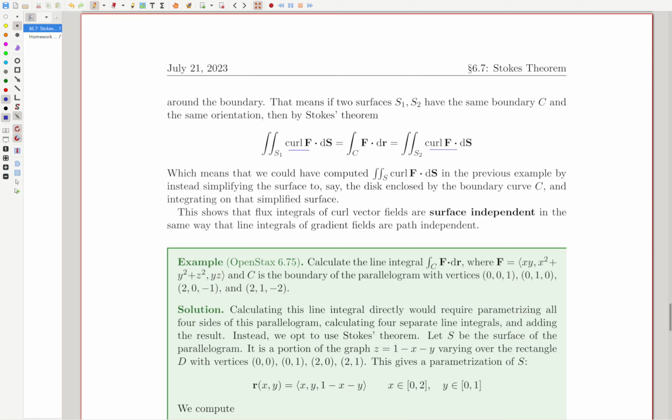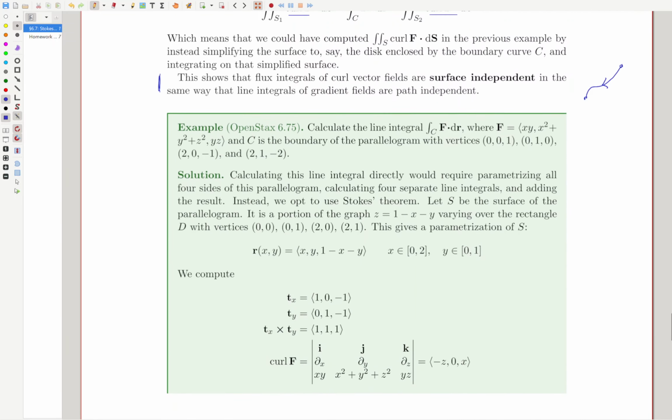If your starting and ending point are different, that's actually analogous to flipping the orientation of the curve, right? If you started at this point and went to that point versus if you flipped the orientation, that's going to introduce a negative into the evaluation. So there really is an analogy there. The flux integrals of curl vector fields are analogous to line integrals of gradient vector fields.